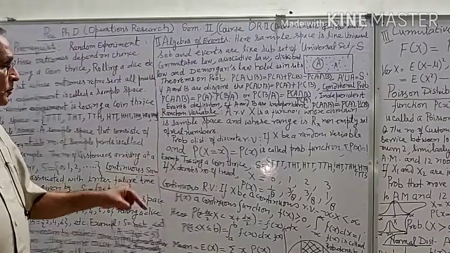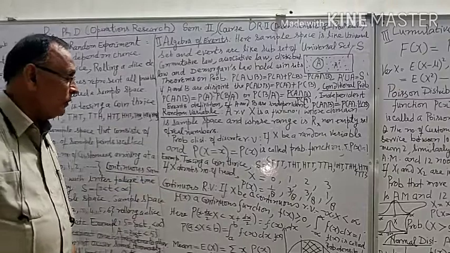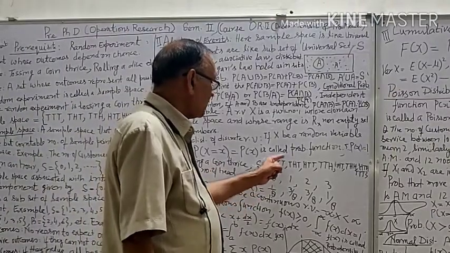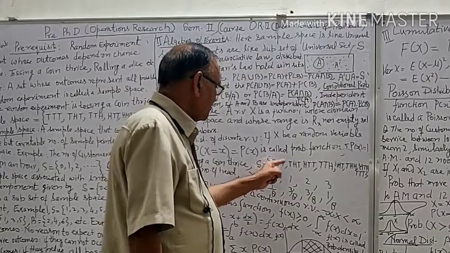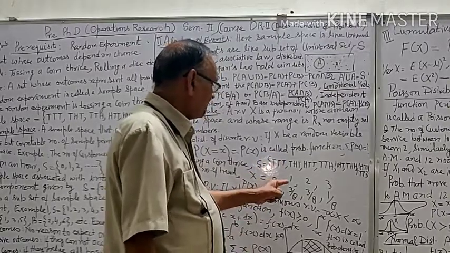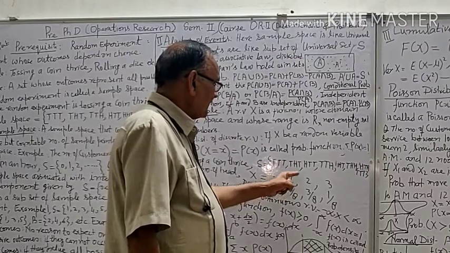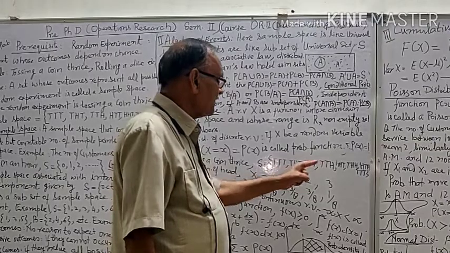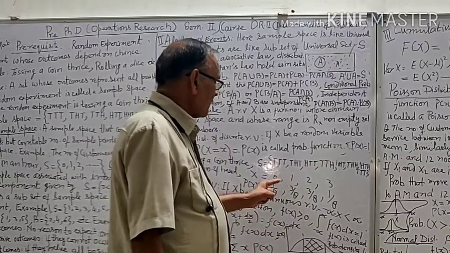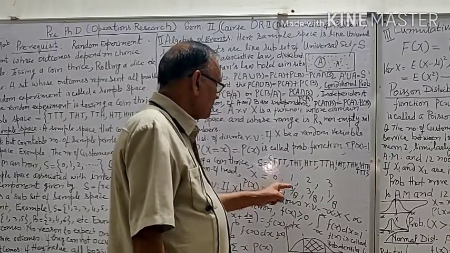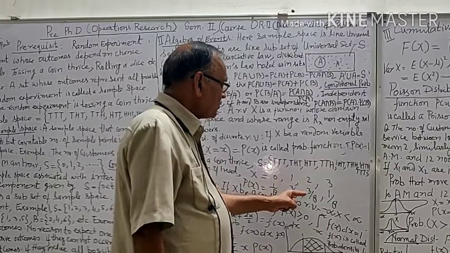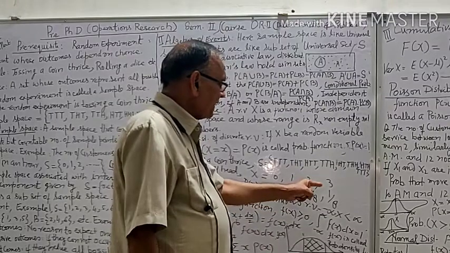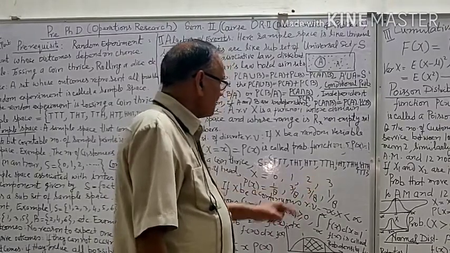When x is equal to 0, what is the probability? The favorable case is only 1, TTT. And if head is 1, then there are 3 favorable cases. So the required probability when x is equal to 1 is 3 by 8. When x is equal to 2, again there are 3 favorable cases, 3 by 8, and then HHH.